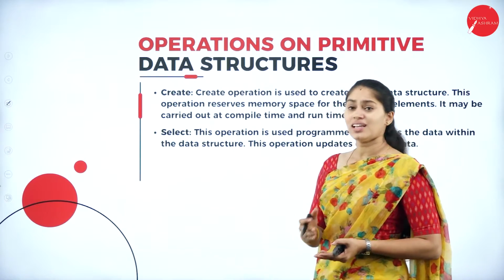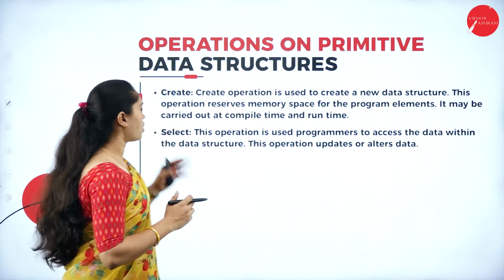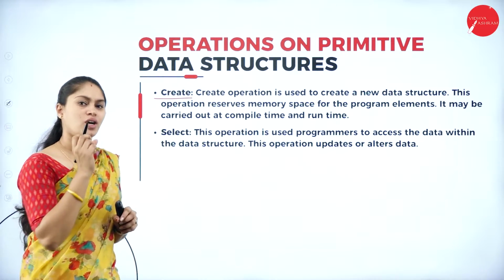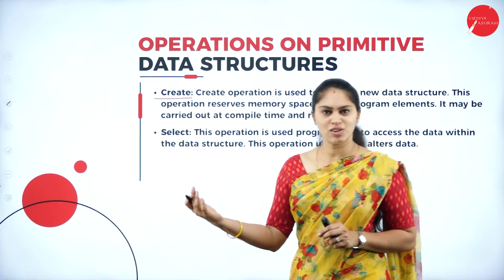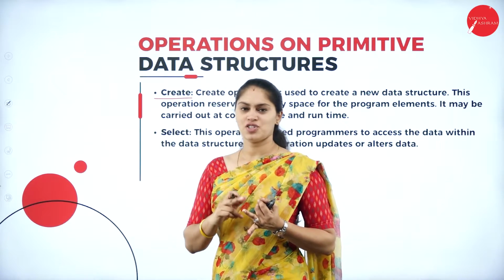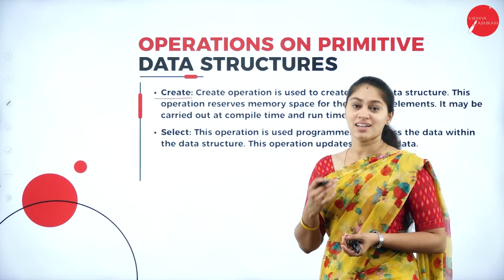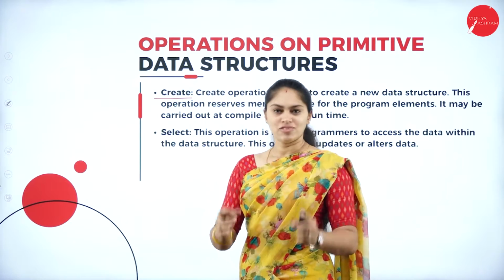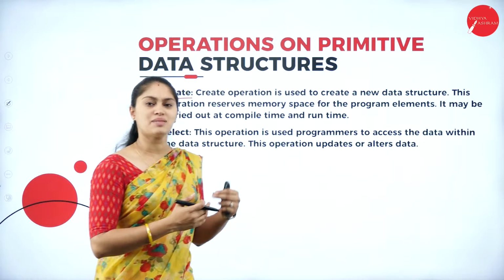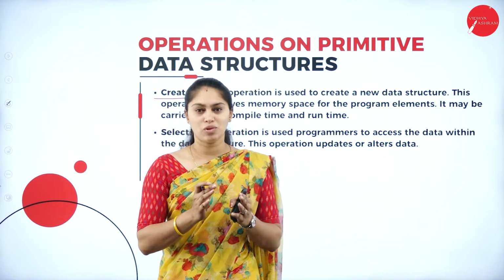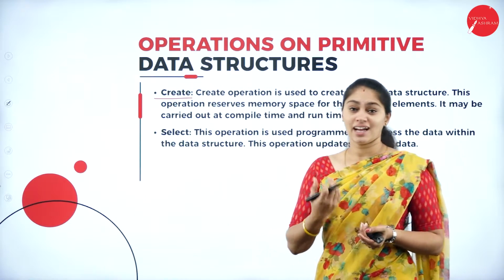Now we'll see what operations I can perform on the primitive data structure. The first operation is Create. As the name indicates, create is used to create a new data structure. As we all know, in the primitive data structure we have integer, character, float, pointers, and reference, all of which come under it. Then how am I going to create that? For that, I have to declare a variable. When I declare a variable with respect to a particular data type, memory allocation takes place in the computer memory. That is how we create a data structure.